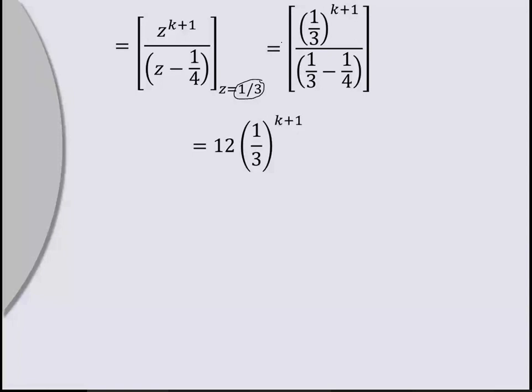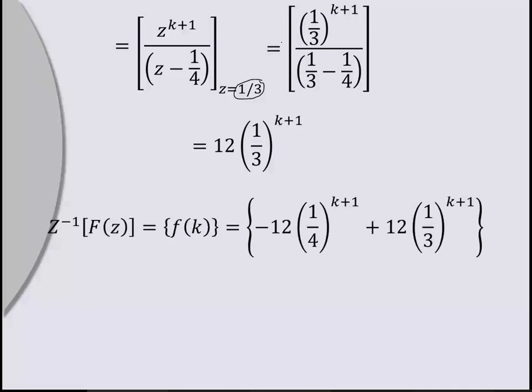Now as there are only two poles, so we get only two residues. Add both the residues to get the solution. So f of k is equal to, first residue we got is minus 12 into 1 by 4 raised to k plus 1. And the second residue is this 12 into 1 by 3 raised to k plus 1.